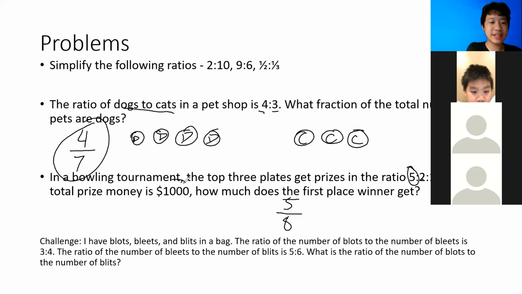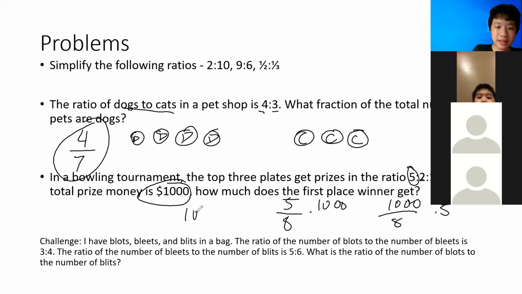Now if we multiply this by how much the prize is worth, we'll have the amount of money this person will get. So this is basically 1,000/8 times 5. Let me do that here. 1,000 divided by 8 is 125, and then 125 times 5.